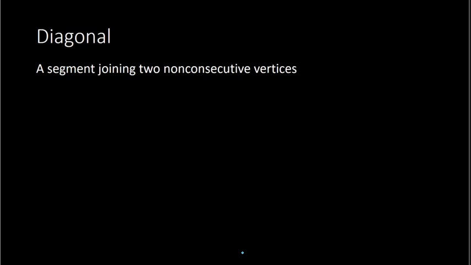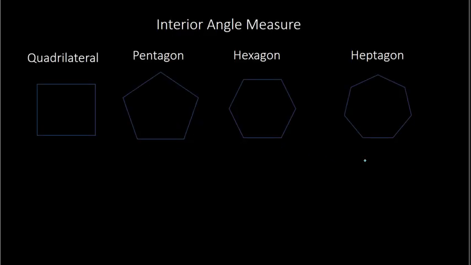Another term is a word called a diagonal. A diagonal is a segment joining 2 non-consecutive vertices. So for example, if I had this shape right here, a diagonal would go from one vertex across to the other vertex. All right, that would be a diagonal. And this term is important as we work with different polygons.